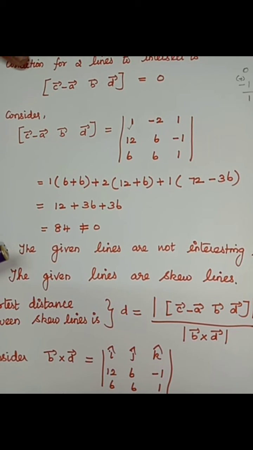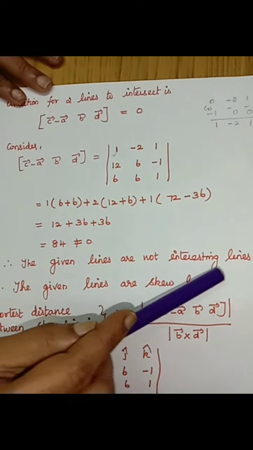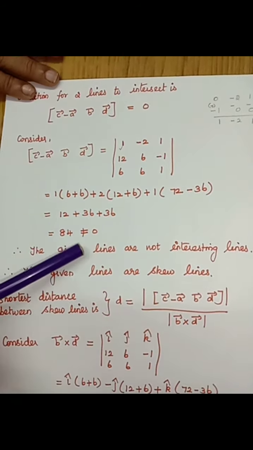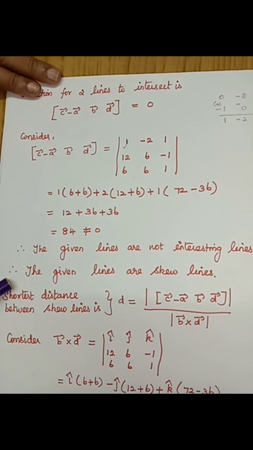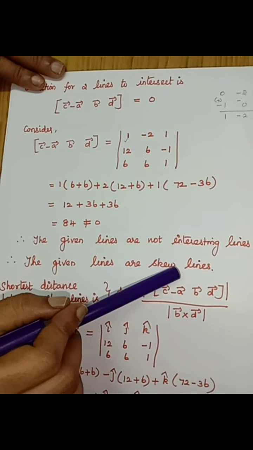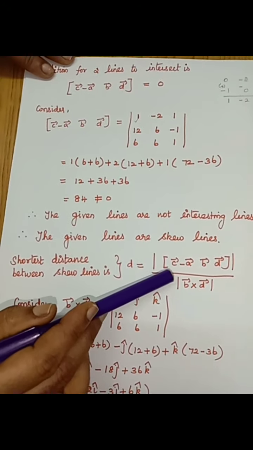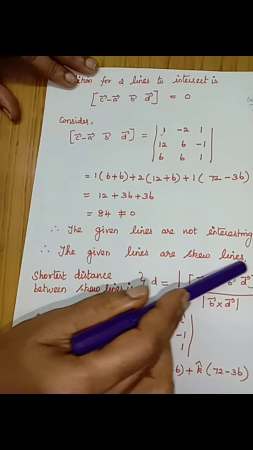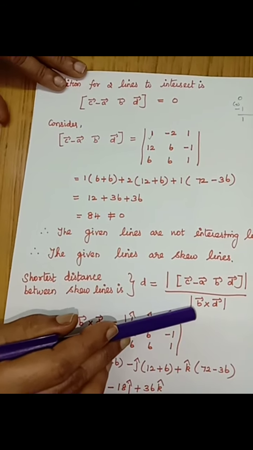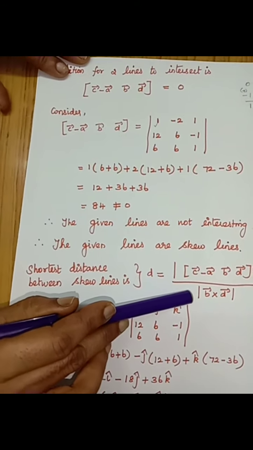So from that, the given lines are not intersecting lines. Already we have proved they are not parallel lines. So therefore the given lines are skew lines. And what is asked? The shortest distance. So you have to write the formula. In this formula, the numerator we have found and we are going to find only the denominator.